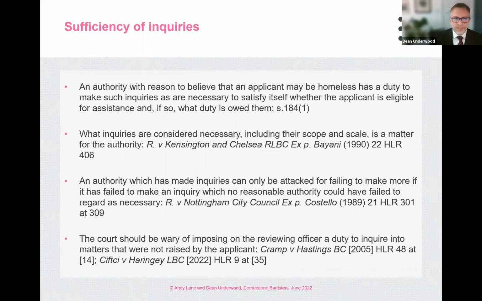Now, the duty under statutes that arises under section 184(1) is that an authority with reason to believe that an applicant may be homeless has a duty to make such inquiries as are necessary, and I'll come back to that in a moment, to satisfy itself whether the applicant is eligible for assistance, and if so, what duty is owed to them.